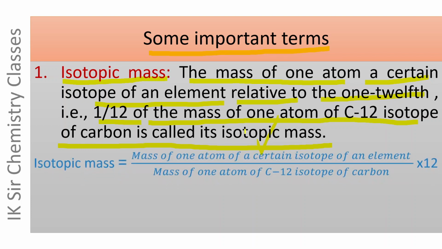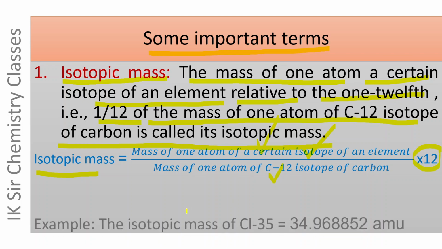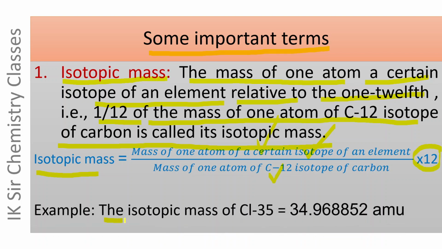Isotopic mass can be given by the following expression. Isotopic mass is equal to the mass of one atom of a certain isotope of an element divided by the mass of one atom of the C12 isotope of carbon, multiplied by 12. Let us see an example. The isotopic mass of Cl35 is 34.968852 mu. It must be noted that the isotopic mass is generally fractional due to mass defect.